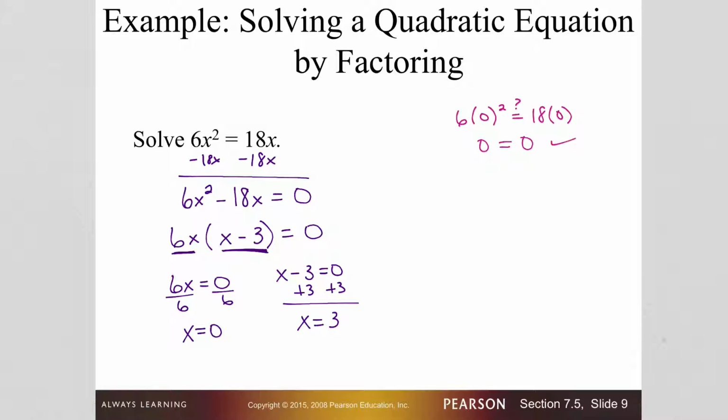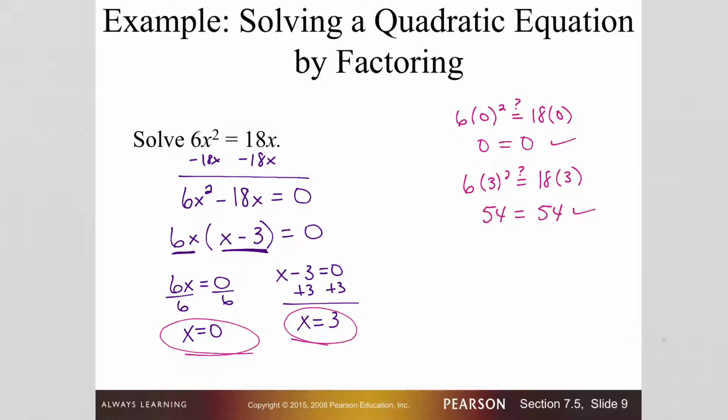So now let's try 3. So I've got 6 times 3 squared. Does that equal 18 times 3? 3 squared is 9. 9 times 6 is 54. 18 times 3 is 54. That works as well. So I know that these two are my solutions.